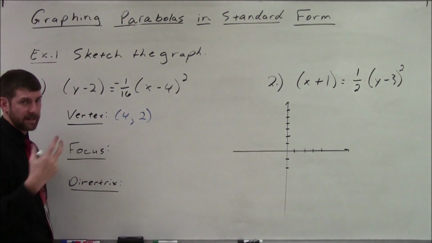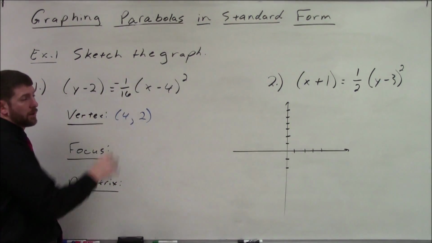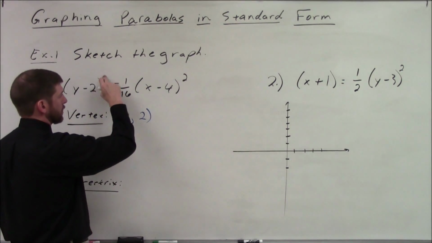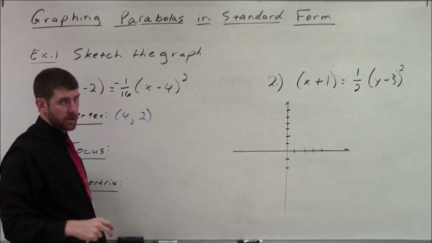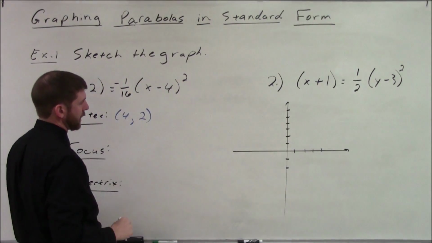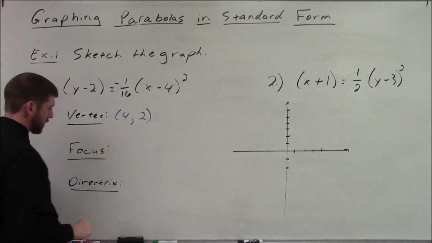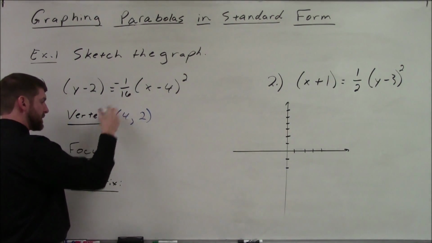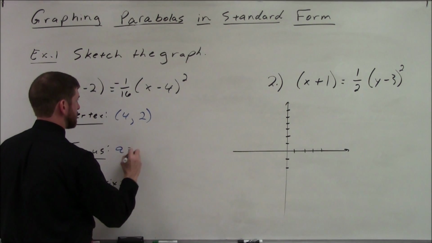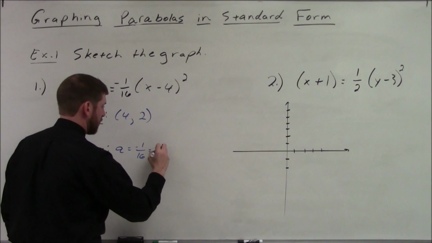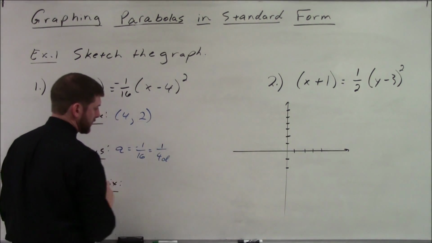Focus is going to be identifying the directrix. So first off, we make sure that we're actually in standard form, where we have the linear term equal to a times the quadratic term, which we do have. I've got the y to the first, then I've got my a, then I've got my quadratic term. So since we have that, we know that a is equal to negative 1 over 16, which is also equal to 1 over 4d.